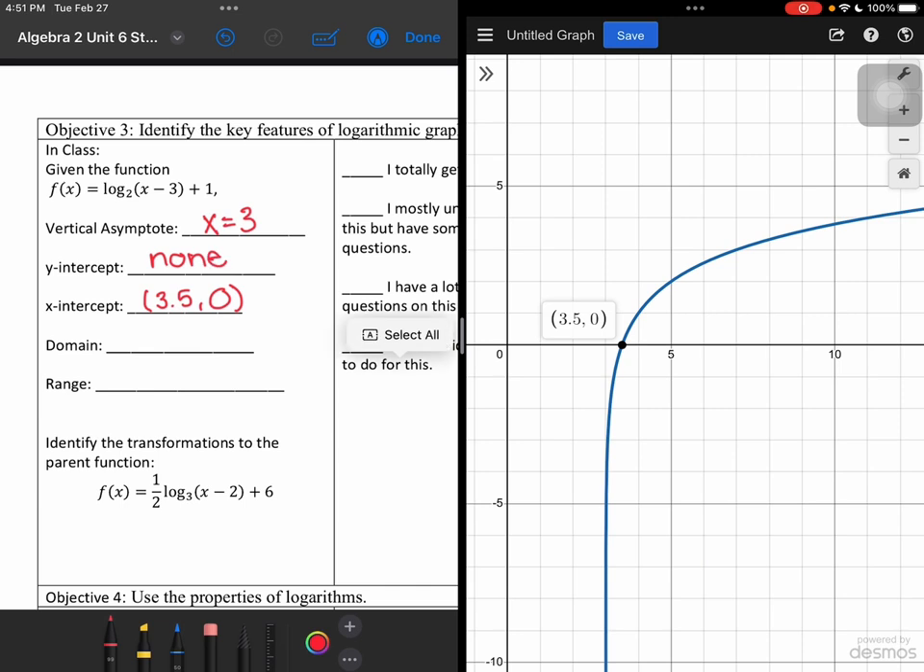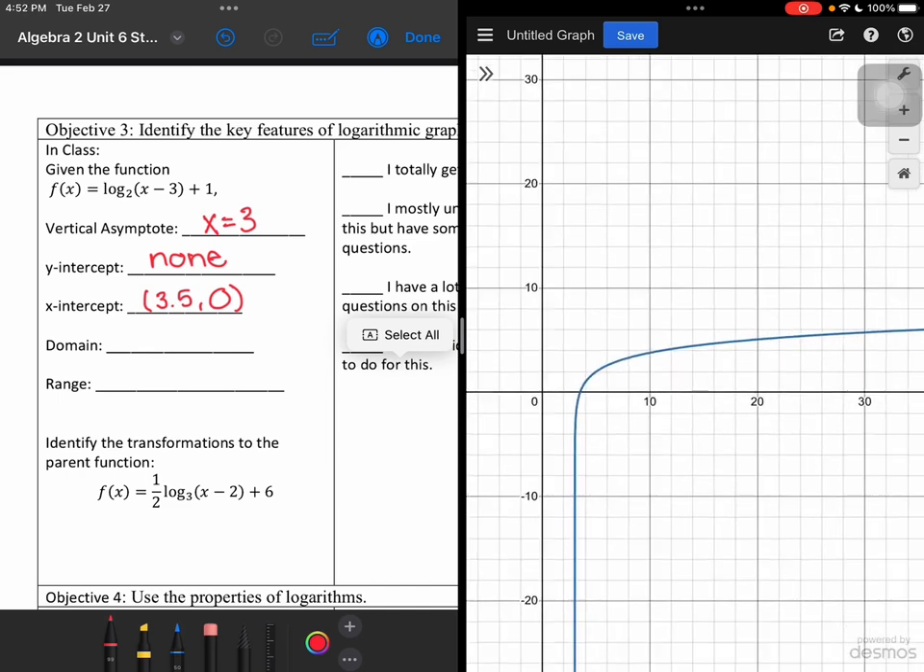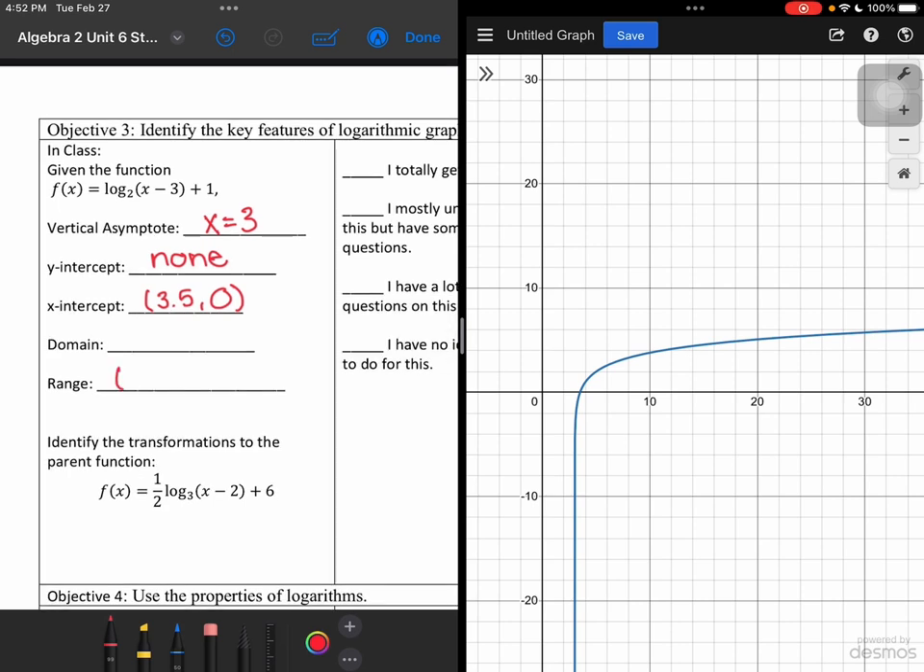And then our domain and our range switch for the log function, because if I zoom out, I don't have anything that is bounding or confining my function up or down, which is what my range talks about. So my range would be negative infinity to infinity. But I do have a restriction from side to side, because it never crosses the line x equals 3, but it's going all the way to the right. So all the way to the biggest x value, positive x value that you can think of.